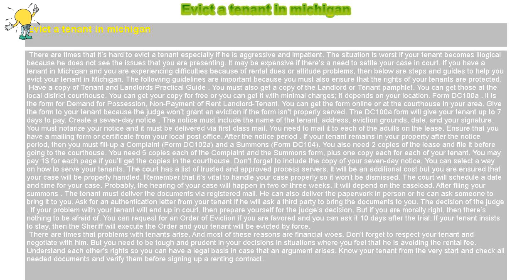Understand each other's rights so you can have a legal basis in case that an argument arises. Know your tenant from the very start and check all needed documents and verify them before signing up a renting contract.